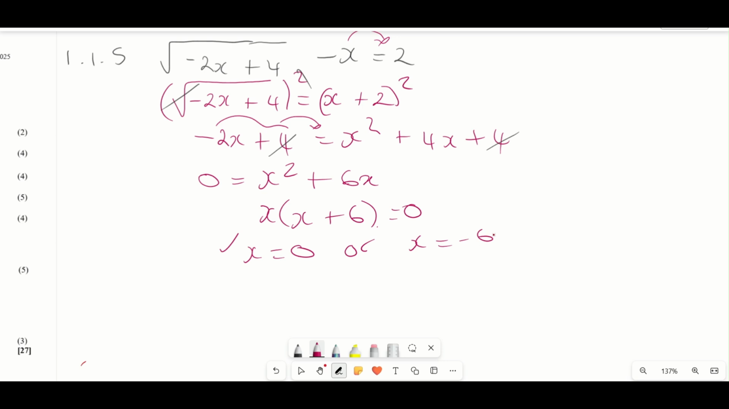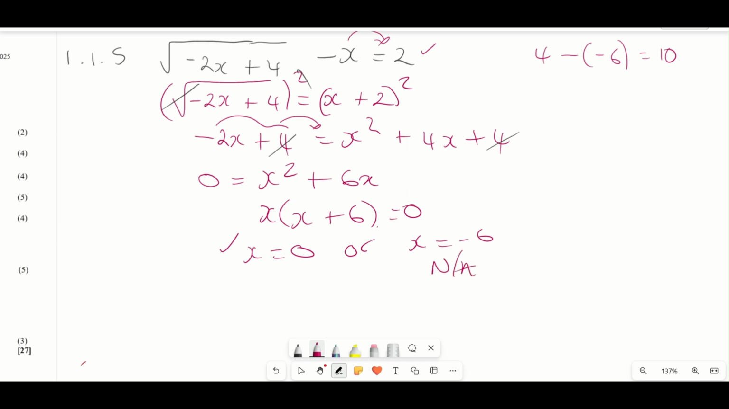And if I look at this one here, if I place a negative 6 here, I would have a positive 12. Positive 12 plus 4, that is 16, isn't it? Let me see, yeah, that is positive 16, and then the square root of 16 will give me 4, right? And then if I say 4 plus negative 6, that actually gives me negative 2. So that does not give us a 2. So it means that this here does not satisfy the equation.